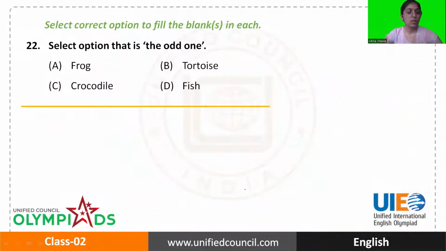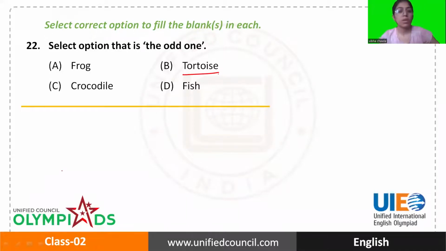All right then, try solving this one. Question number 22. Select the option that is the odd one. Frog, tortoise, crocodile, or fish. First of all, the pronunciation of this word. It's not tortoise, it's tortoise. May sound weird, but it is the truth. We pronounce it as tortoise.